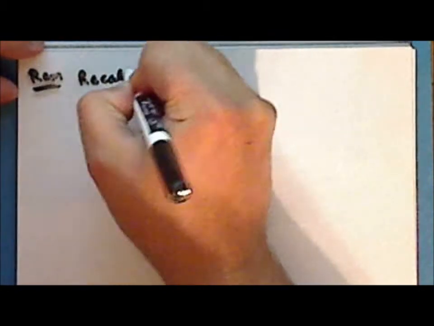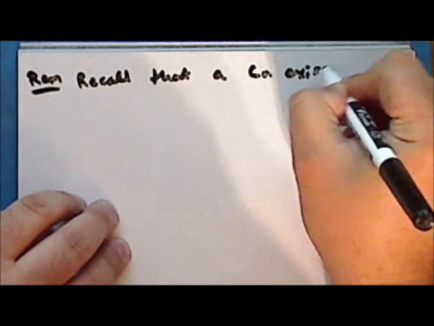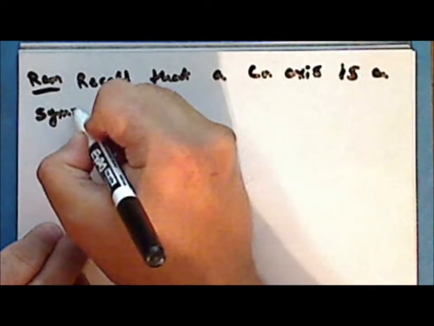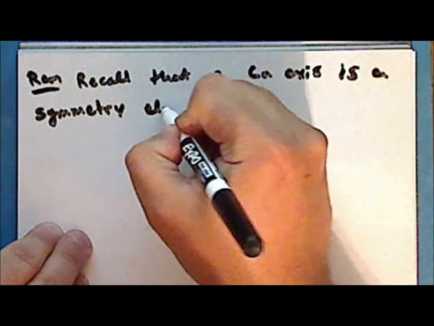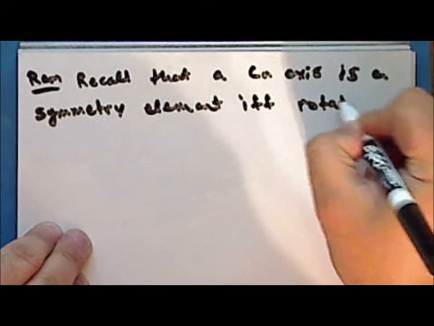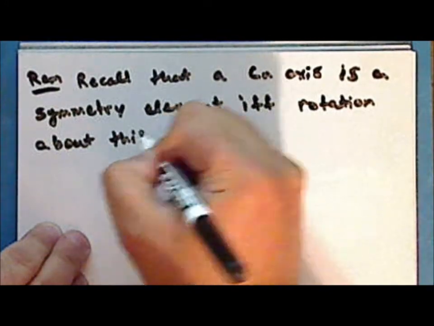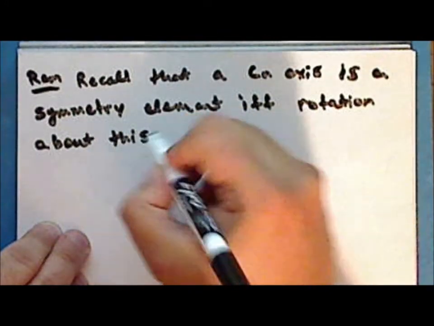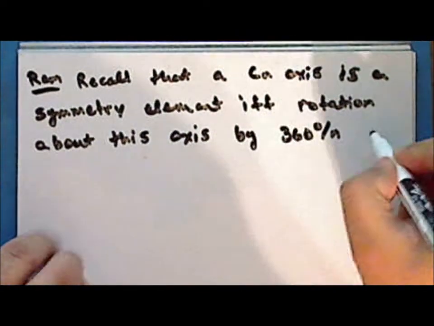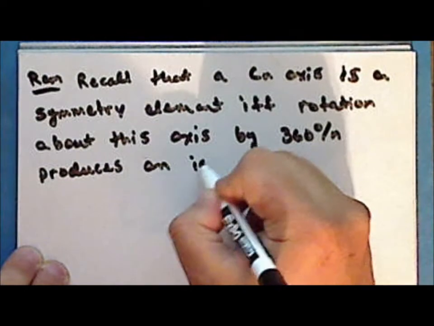So recall that a Cn axis is a symmetry element if and only if rotation about this axis by 360 degrees divided by n produces an identical molecule.